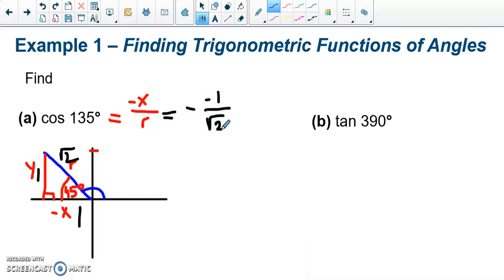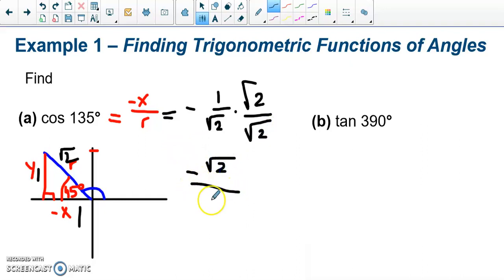The only thing is that I put a negative here and here, and that was just supposed to be one of the negatives. So let me just erase one of them. It doesn't matter which one it is. So what we have now is the denominator has a radical in it, and we can't have that. So if we remember, we have to multiply top and bottom by square root of 2. And that gives us negative square root of 2 over 2. And that's the answer.